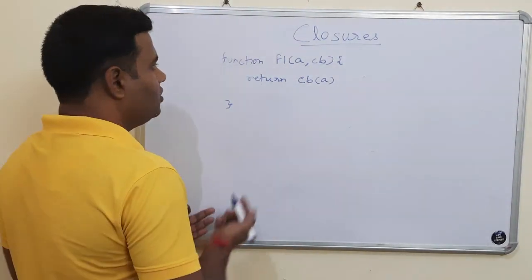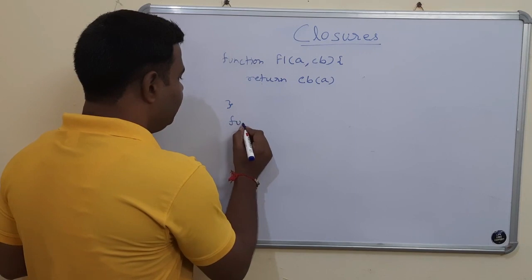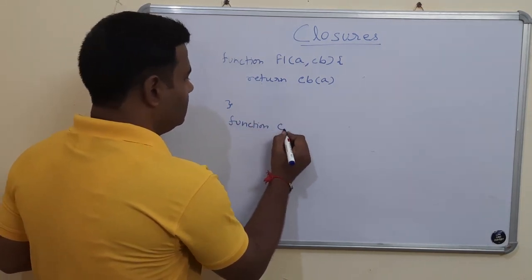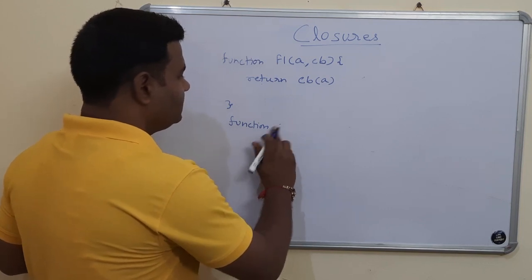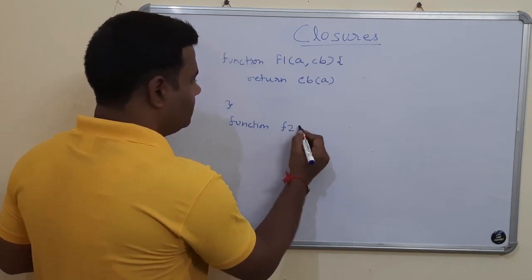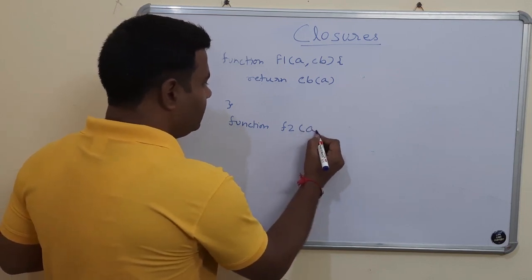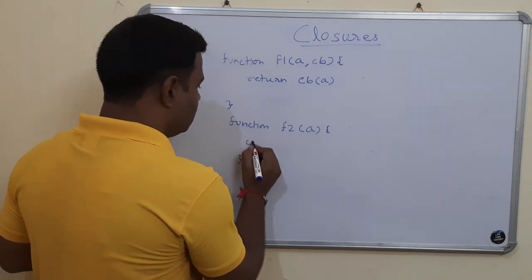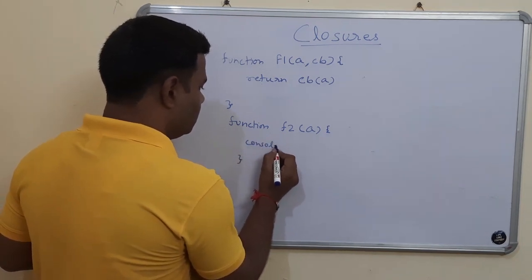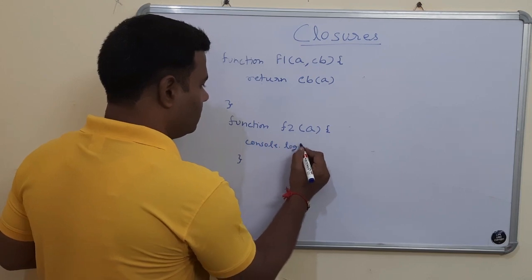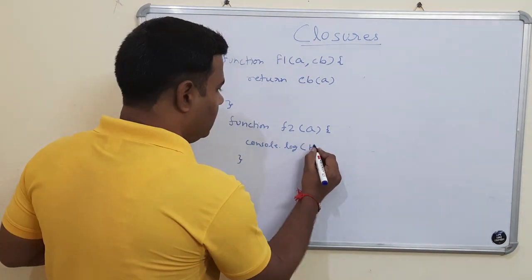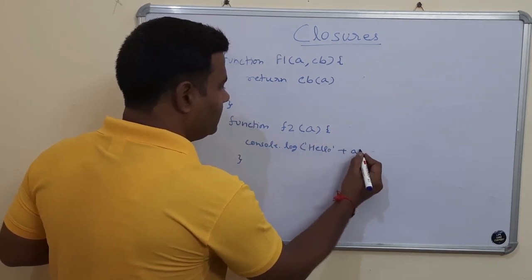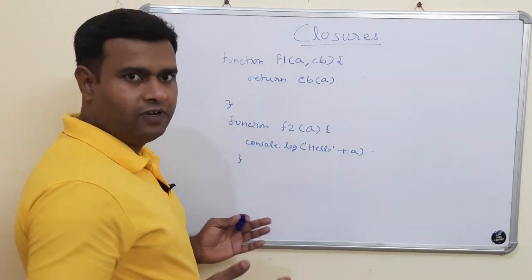And let's see the definition of the callback. The callback is again a function. Let's take this f2, and it takes a variable a and it console logs hello plus a. Very simple function again, right?